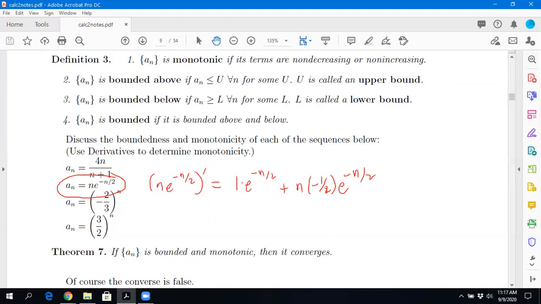And what could I factor out of this, just so I can get my mind around what's going on here? E to the negative n over 2. Does that contribute to the sign of the derivative? Not really. That's always positive, correct? E to the anything is always positive. So if I pull that out, what's left behind here is 1 minus n over 2.